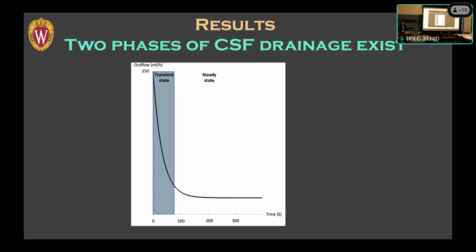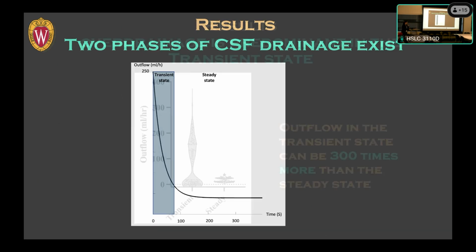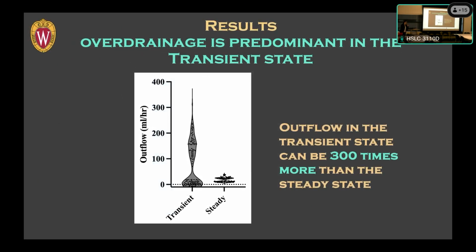Ideally, we would like a patient to be in a steady state, because if a patient has a valve set at 12, we expect that the ICPs, or the intracranial pressures, remain at 12 throughout the day and the night. However, this is not the case, because there's a transient state happening where the valve is open and dumping all this fluid. And we see that overdrainage is primarily happening in the transient state, regardless of the orientation, pulsations, or the brain compliance, and can be up to 300 times more than the steady state.